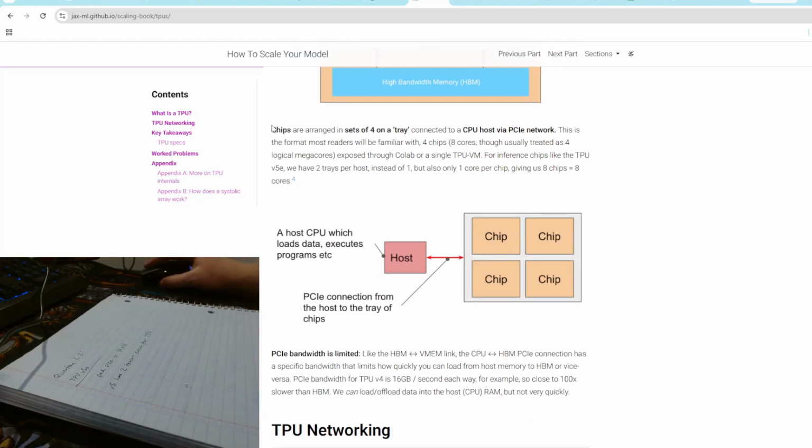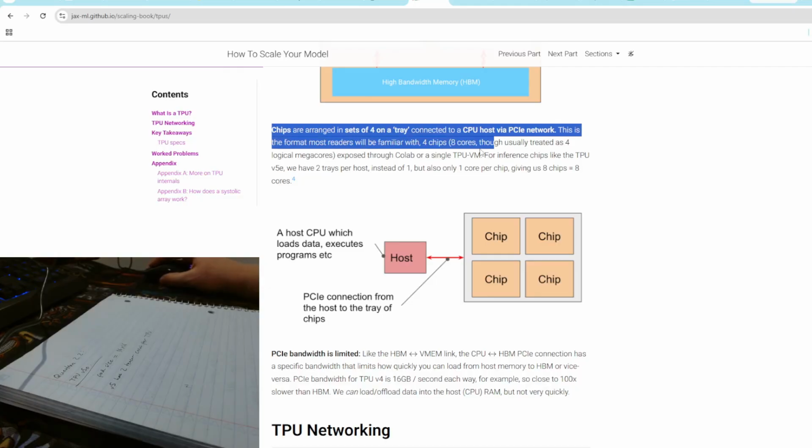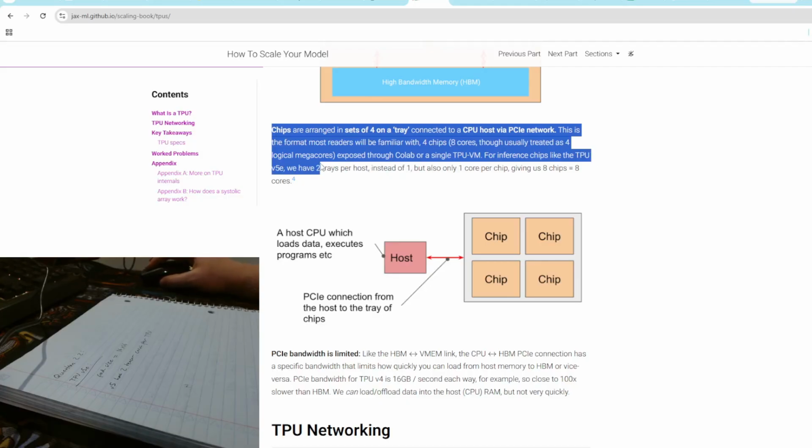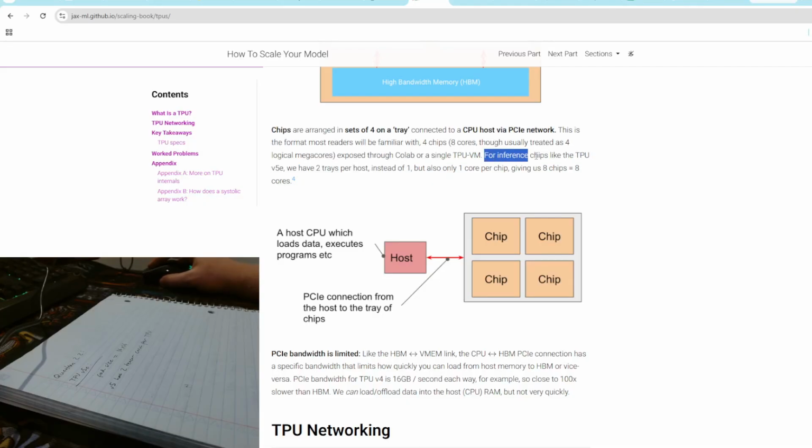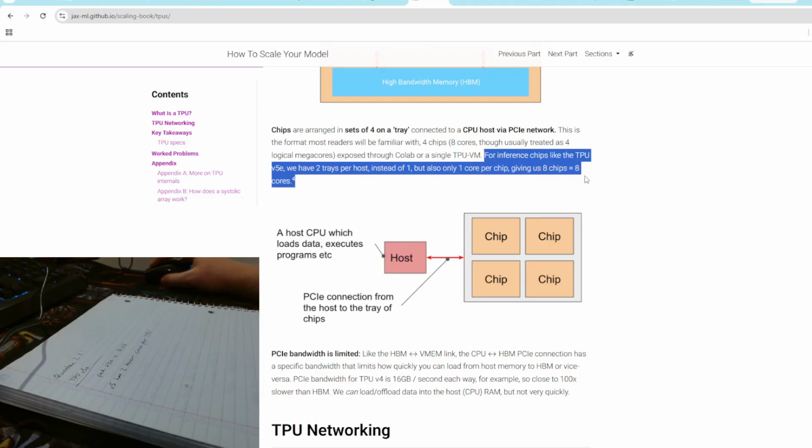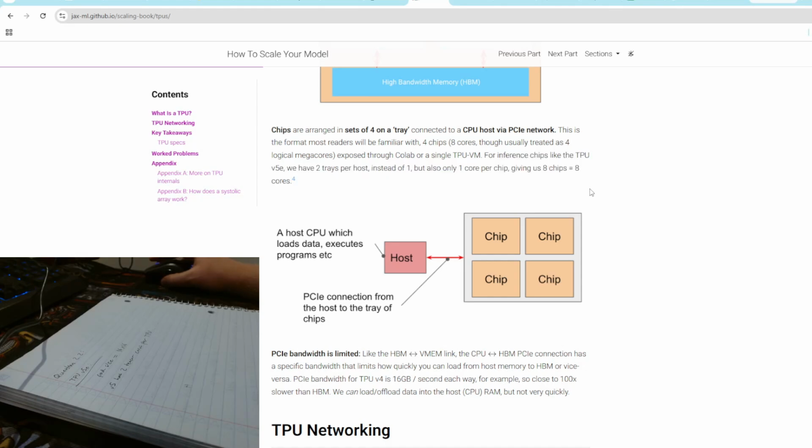Okay, this is what we really want to know too. Chips are arranged in sets of 4 on a tray, connected to a CPU host via PCIe network. This is the format most readers will be familiar with. 4 chips, 8 cores, though usually treated as 4 logical megacores, exposed through Colab or a single TPU virtual machine. For inference chips like the TPU V5E, we have 2 trays per host instead of 1. This is very important. We have 2 trays per host instead of 1, but also 1 core per chip, and those 8 chips equal 8 cores. I need to think about that for a second, to be honest.